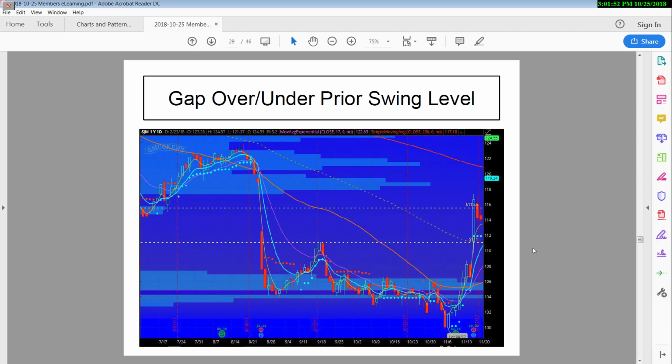Gapping over or under prior swing levels. I've got them marked, and there's a prior swing level at around 111. It opened at 111, and it's kept running. Smuckers. It ran to where? It ran to the next swing level. This was a gap, not exactly all the way. The gap was from about 113. But we were able to get in early and watch it run.